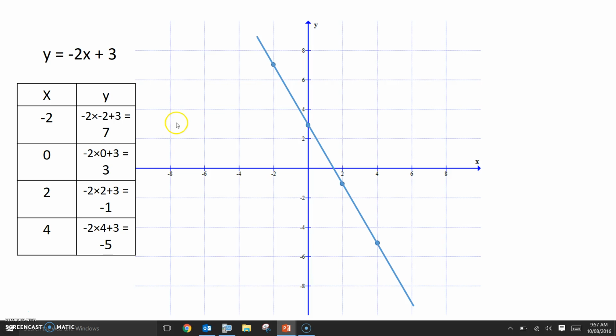Now in those 4 examples, I did 4 points each time. Actually, you don't need 4 points. 2 points is enough to draw a straight line. It's often good to do a couple more, and it doesn't take you long, just to check you're right and make sure you got it 100% accurate. Okay, so that's the most basic method.